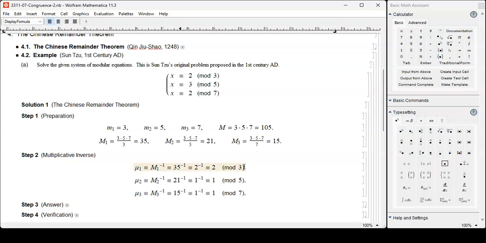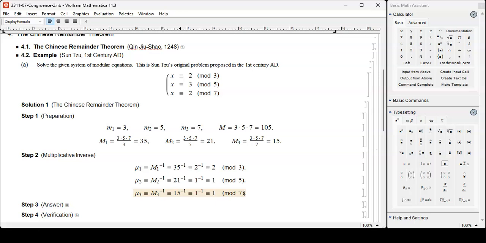Here's mu1. Capital M1 is 35, so 35 is congruent to 2 modulo 3. And 2 inverse is 2. 2 times 2 is 4, that's congruent to 1 modulo 3. We do the same thing for mod 5. M2 is 21, and that's congruent to 1 mod 5. So that inverse is easy. And this inverse is also easy. 15 is congruent to 1, so 1 inverse is 1. Anyway, we have all those.